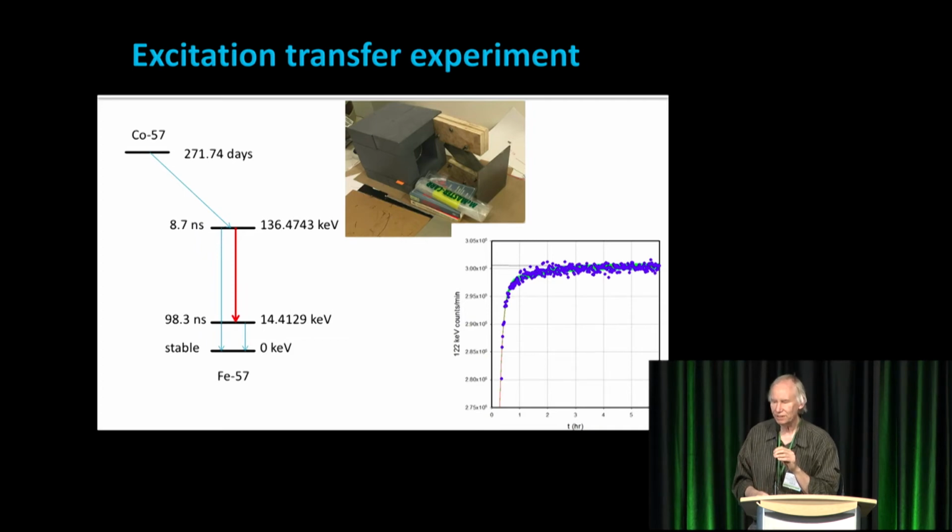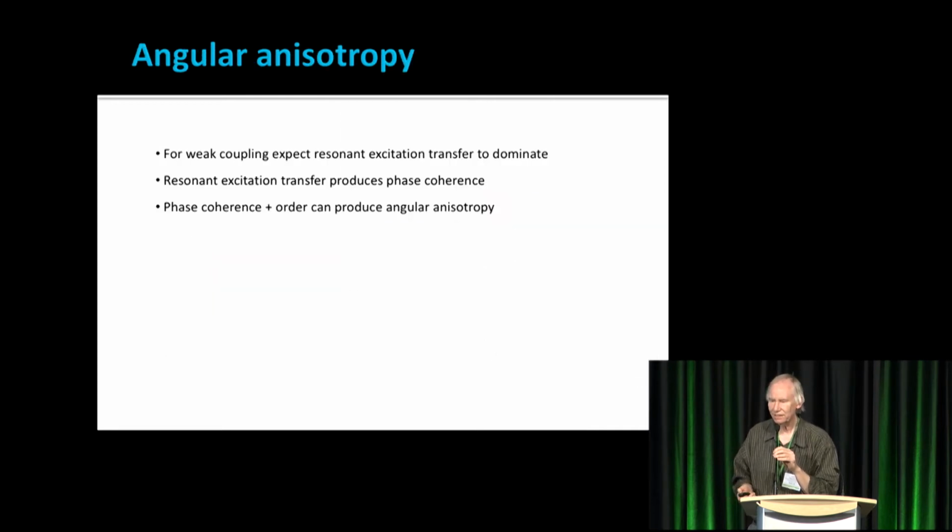And the time history you can see, and there's a line that's almost straight that's black on top, which would be the decay corresponding to the 271.74 day half-life. And what you see is the signal started out low and approaches that line. And that starting out low and approaching that line, in my opinion, is angular anisotropy. We're able to induce an angular anisotropy due to excitation transfer associated with the 136 keV line, which was a surprise and something that was unexpected going into this line of research.